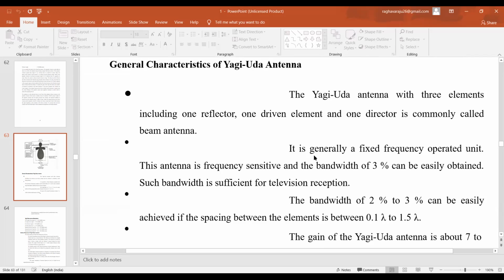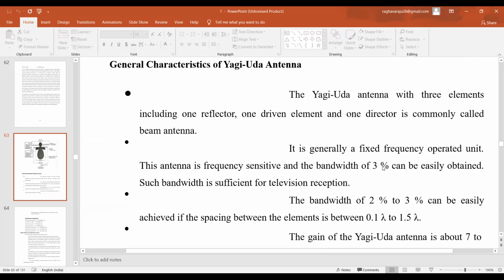Generally, it is a fixed frequency operated unit. So this antenna is frequency sensitive. The beam width.